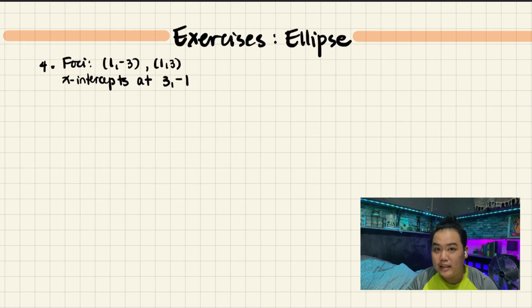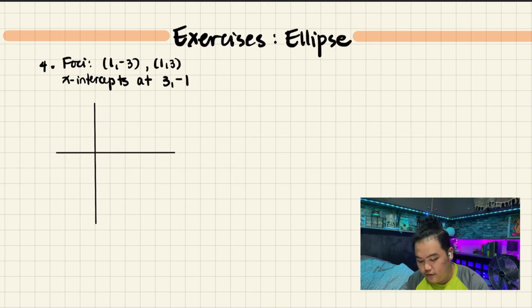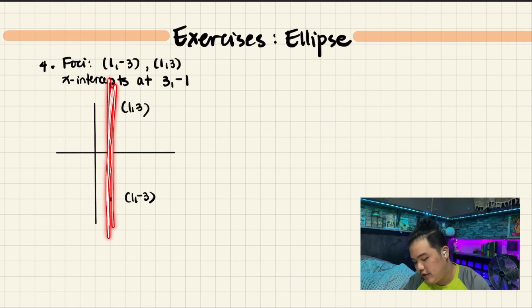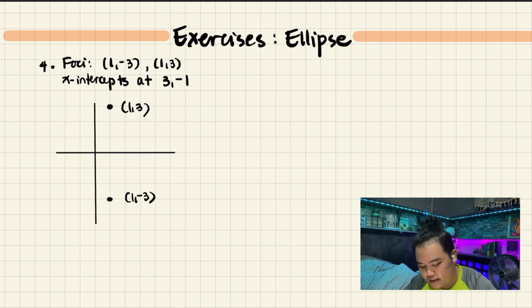Unang-una sa lahat, orientation ang kailangan alamin. Let us draw our ellipse. So, yung foci daw nasa 1, negative 3. 1, negative 3. So, yan yung isang focus. Tapos, yung isa naman nasa 1, 3. 1, 1, 2, 3. So, dalawang focus yan. So, vertical, magka-align yung focus mo at yung focus mo nasa major axis. So, ibig sabihin, ng major axis mo vertical, you have a vertical ellipse.